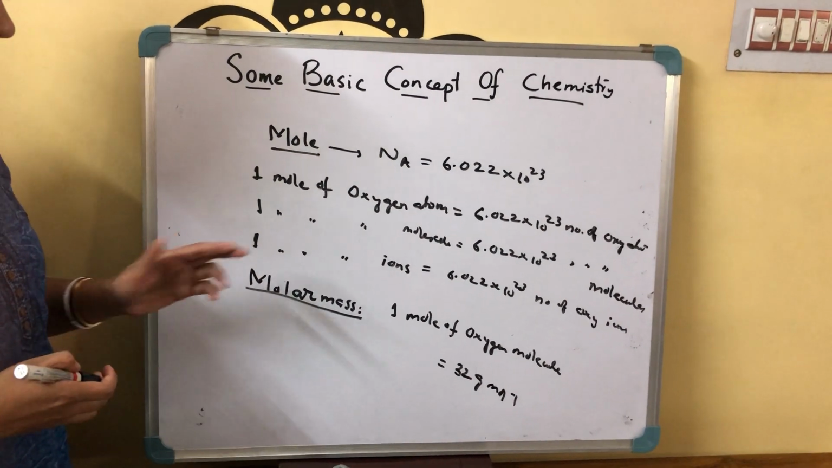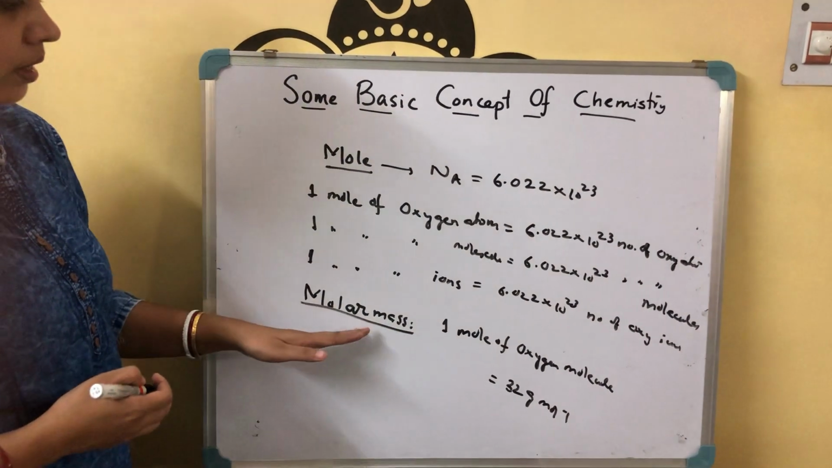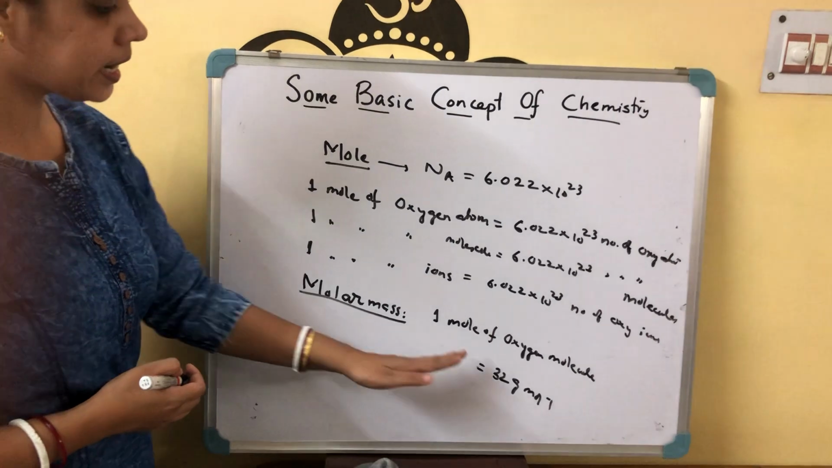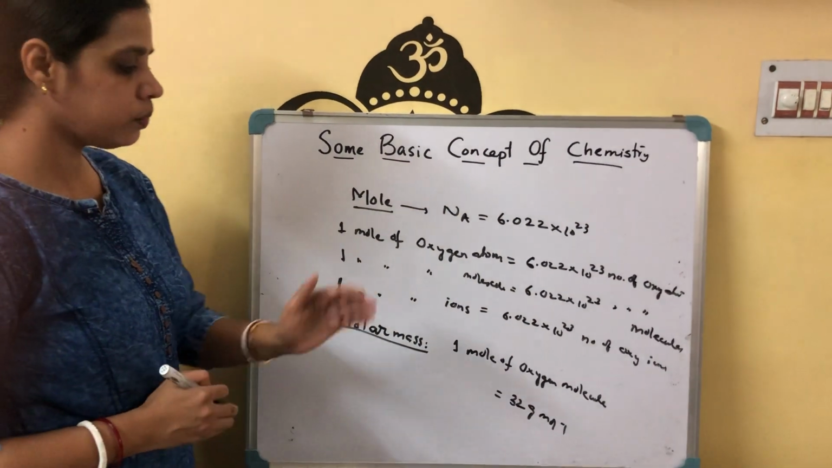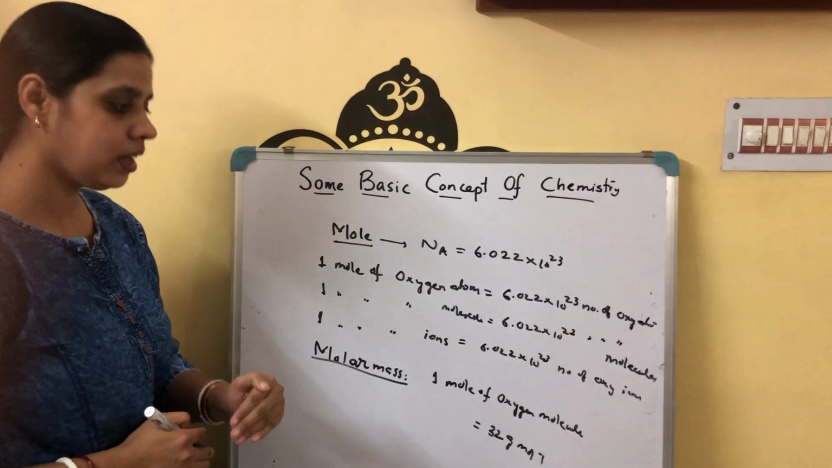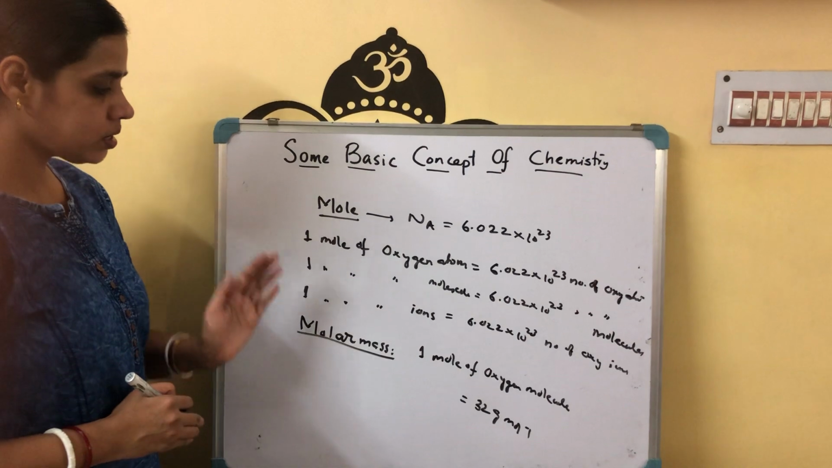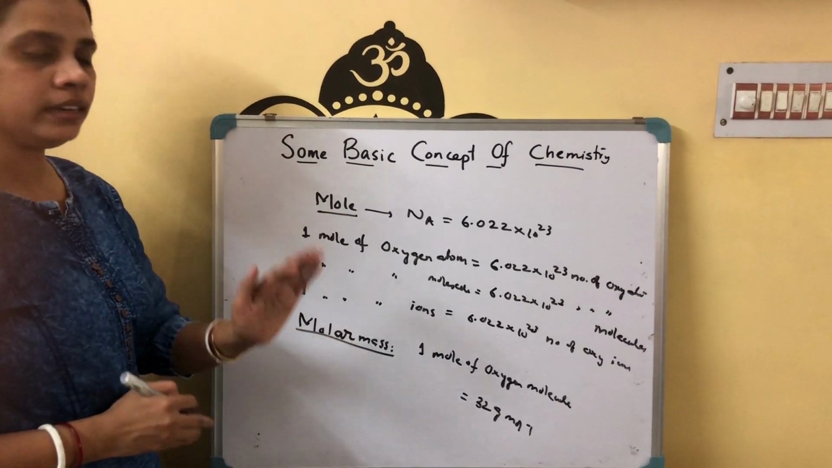When I write molar mass, please note the unit: the unit will be gram per mole. That means within 32 grams, 1 mole of oxygen molecules is present, that is, Avogadro number of oxygen molecules are present. So this is the relation between mole and numbers.